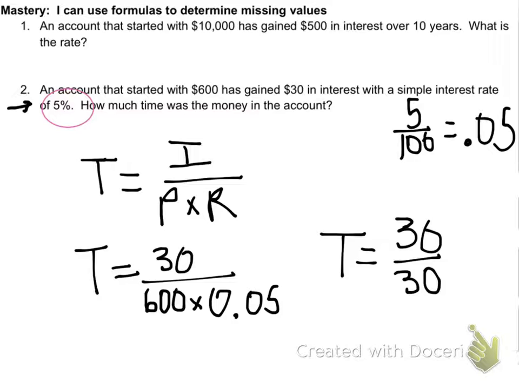You're probably not going to believe this, but when I did 600 times 0.05, I actually got 30. Anything divided by itself is just 1, and so if we rethink this, how much time was the money in the account? It was in the account for 1 year.